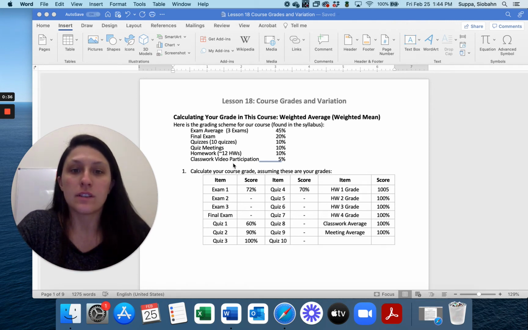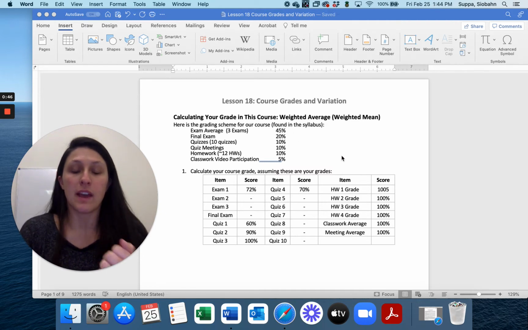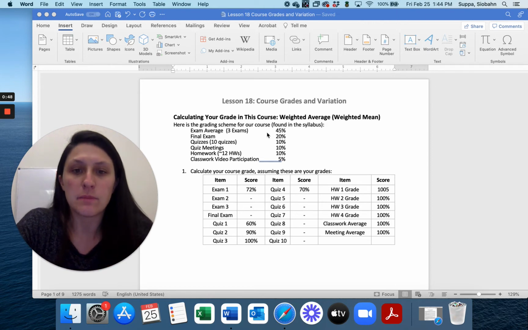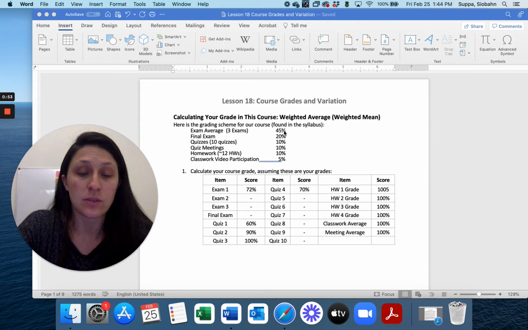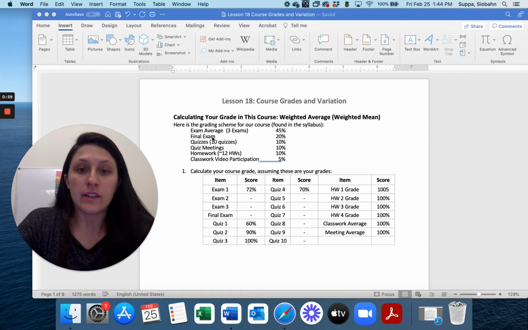So this is the grading scheme for our class specifically, but even if you're not in my class, you can pretend if this were your syllabus, if this were how your grade were to be calculated. Then what do these things mean? Okay, so there's an exam average that counts as 45% of your grade. That's almost half of your entire grade is just exams. And there are 3 exams. There's a final exam, that's 20% of your grade. There's some quizzes, some quiz meetings, some homeworks, and some classwork.